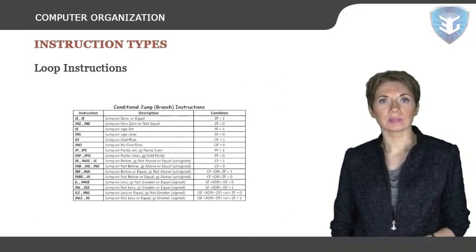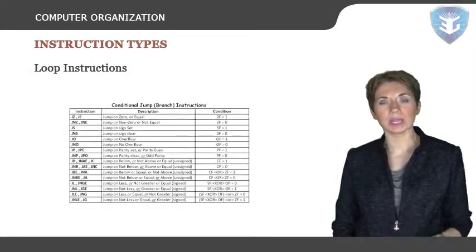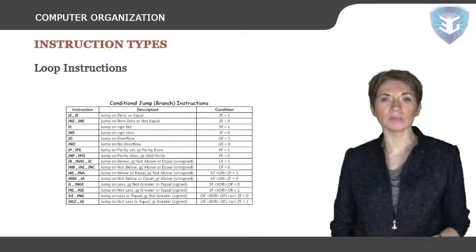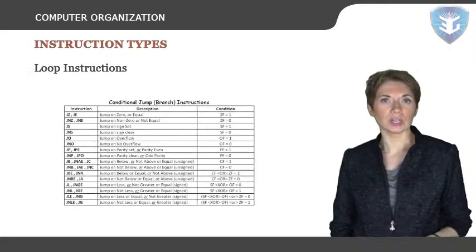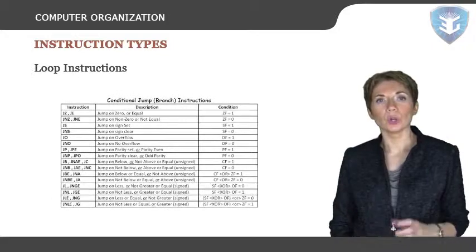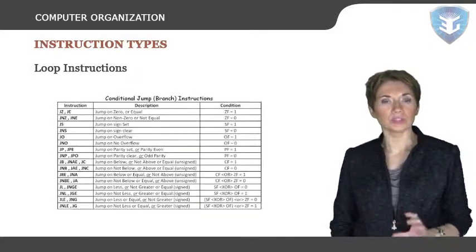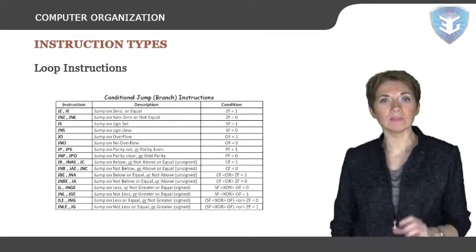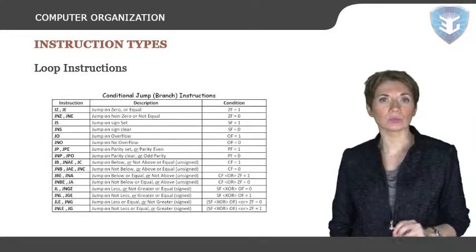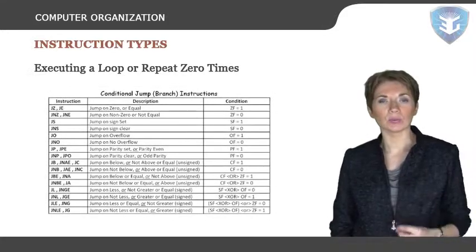Loop instructions. The loop instructions are conditional jumps that use a value placed in ECX to specify the number of repetitions of a software loop. All loop instructions automatically decrement ECX and terminate the loop when ECX equals 0. Four out of the 5 loop instructions specify a condition involving ZF that terminates the loop before ECX reaches 0. Executing a loop or repeat 0 times.